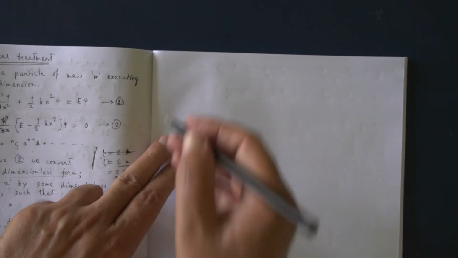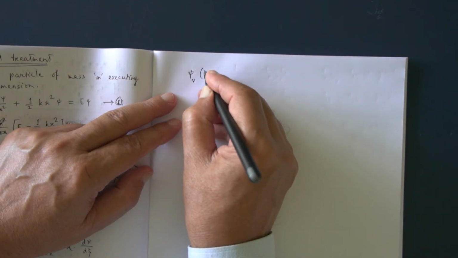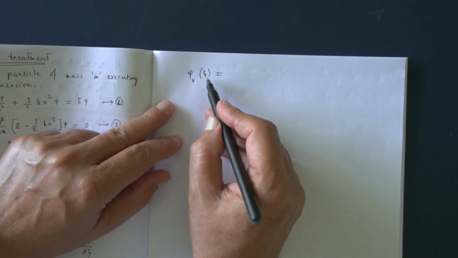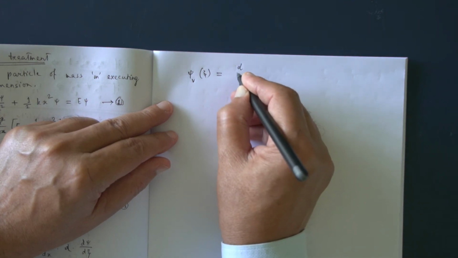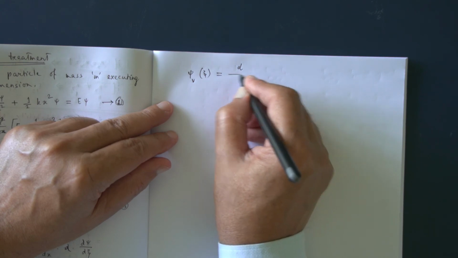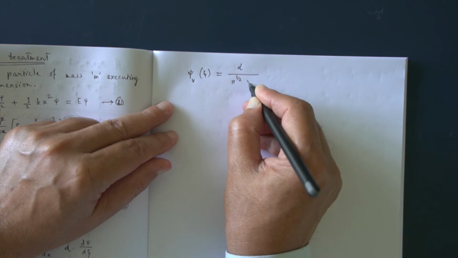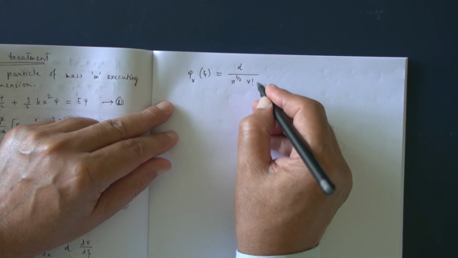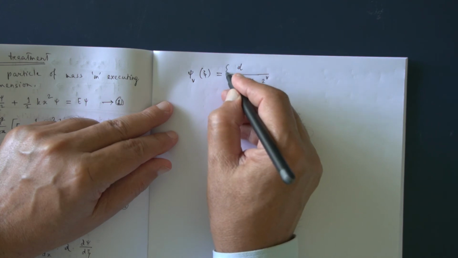And what is the value of normalization constant? The value of normalization constant is this. So psi, I can write like this, psi v of xi, because we are getting the value of psi in terms of xi. The normalization constant is alpha by pi to the power half, into factorial v, into 2 to the power v, whole to the power half.